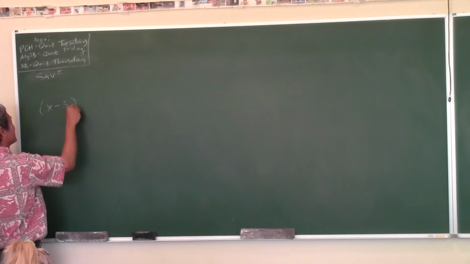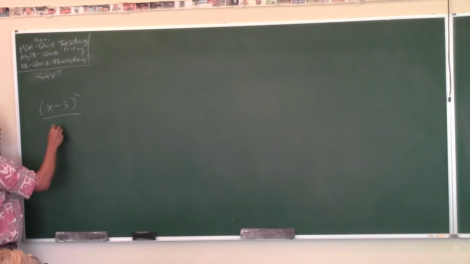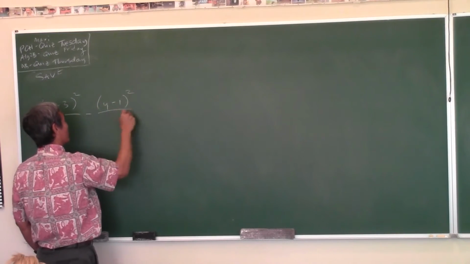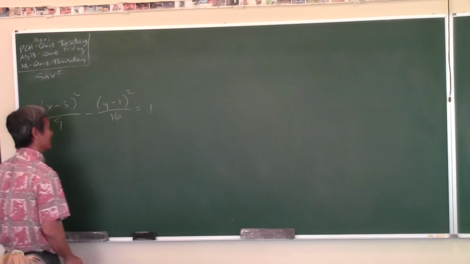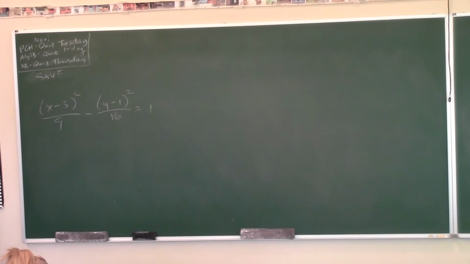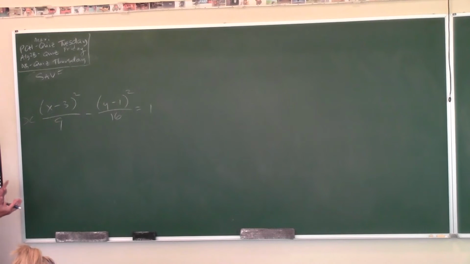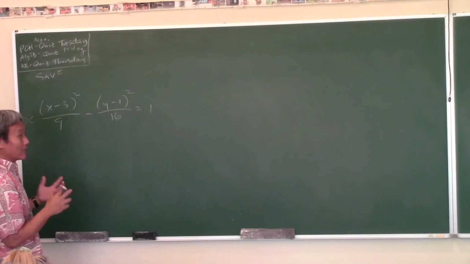So here we go. Let me give you an equation of a hyperbola. X minus 3 squared over 9 minus y minus 1 squared over 16 is equal to 1. How do I know this is a hyperbola? Minus sign. X came first, so this one's going to open left and right like that. It's going to look like that.